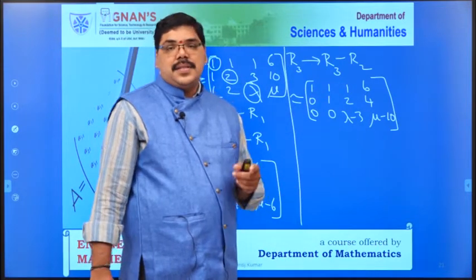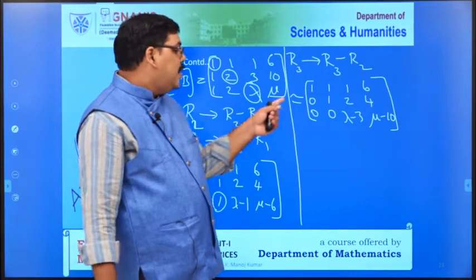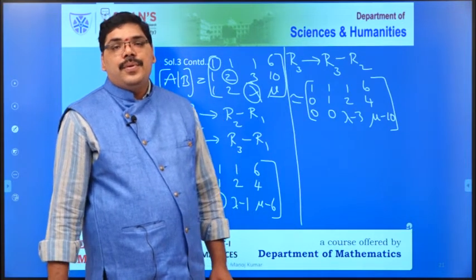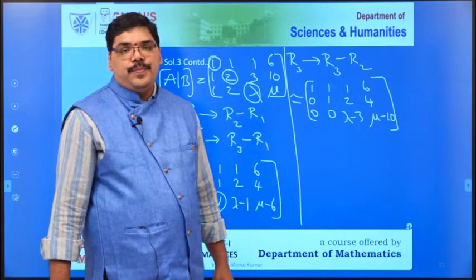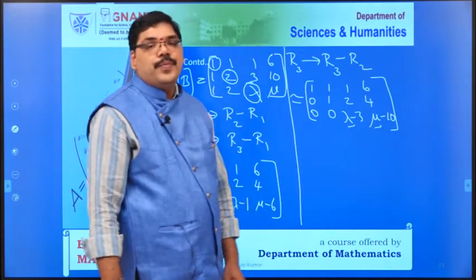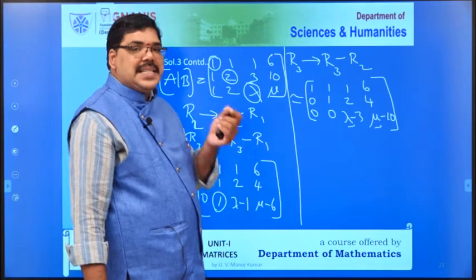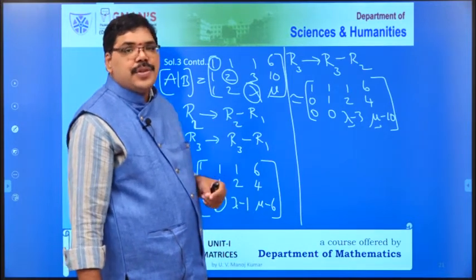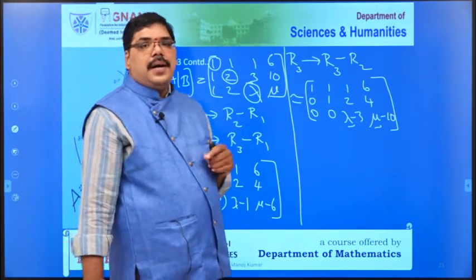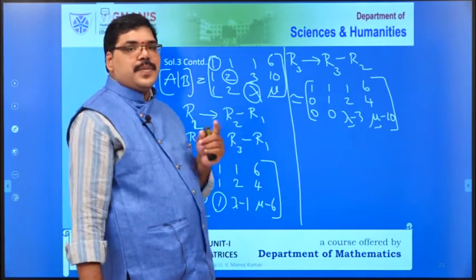We have reached the stage where we need to discuss the consistency of the system of equations, because this matrix is in echelon form. So what do we have to do now? In this there are two numbers in the echelon form, lambda and mu. We have to identify the values of lambda and mu so that the system has no solution, a unique solution, or infinitely many solutions. So let us see one by one. First, when does the system have no solution?